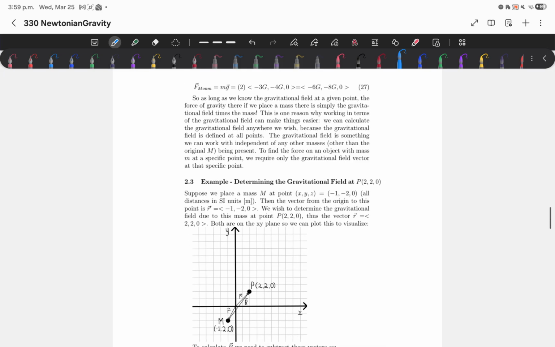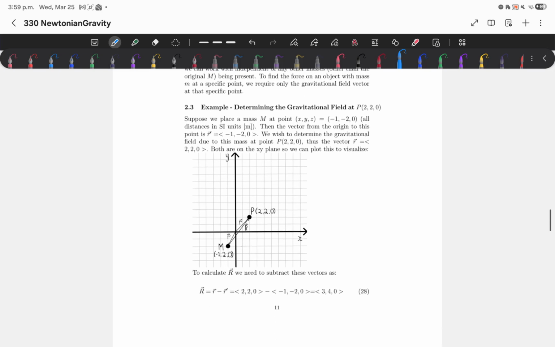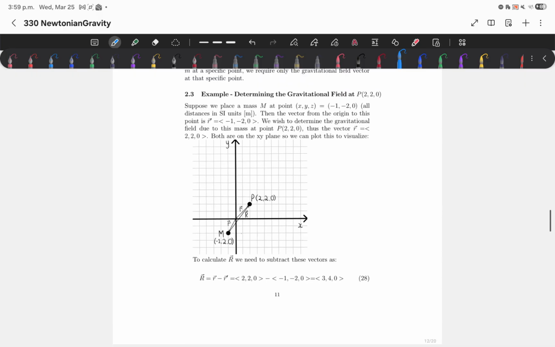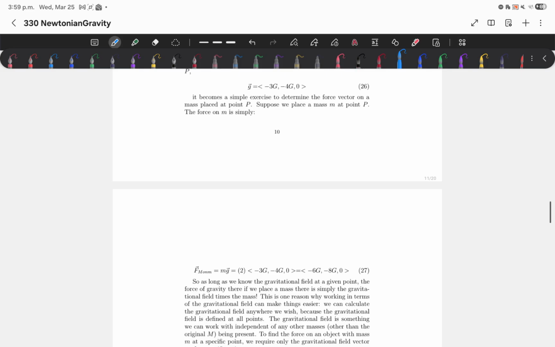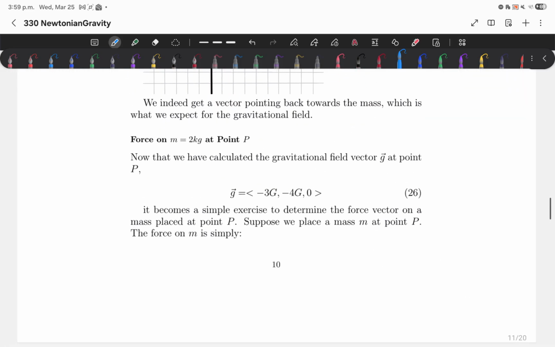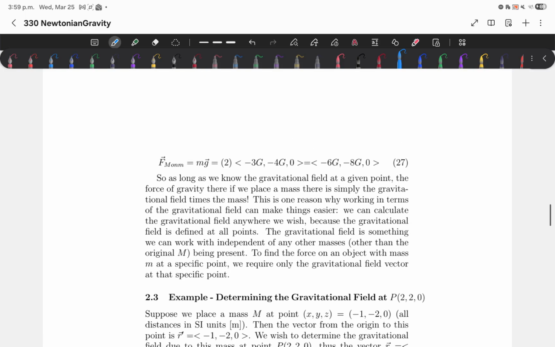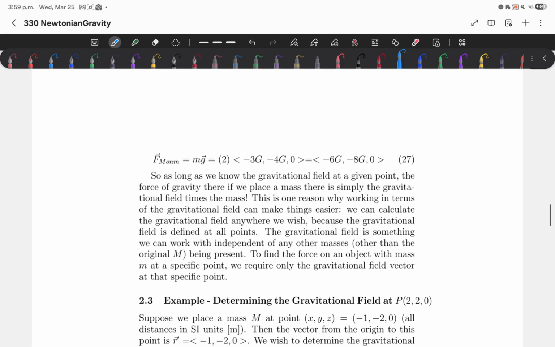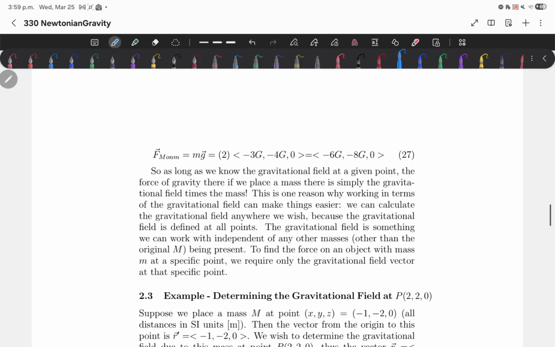What about the force? Well, the force is mg. So let's say we had a 2 kilogram mass. The force on that mass at point P would be that 2 kilograms times the gravitational field vector, negative 3g, negative 4g, 0. Multiply this by 2, we get negative 6g, negative 8g, 0. So these are like phone plans of the future. And basically, this force vector here tells us what's the force on that mass due to the gravitational field.